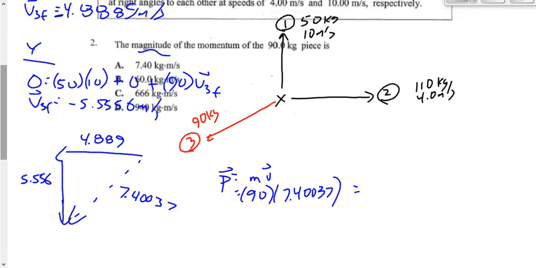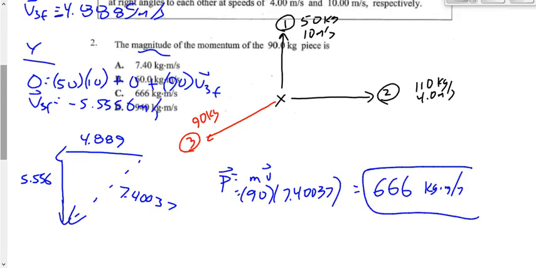The answer, by the way, works out to be, and you'll see in a second why, if you've made a mistake on this, why you made a mistake. When you multiply those together, we get 666 kilograms meters per second. I'll tell you why you got it wrong, because the devil made you do it.